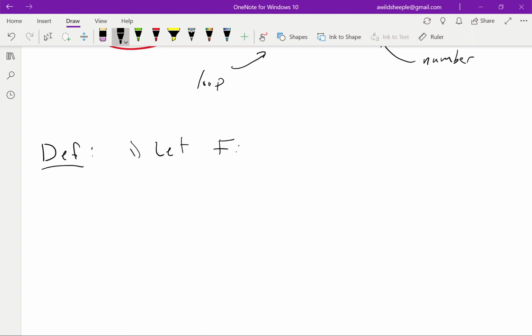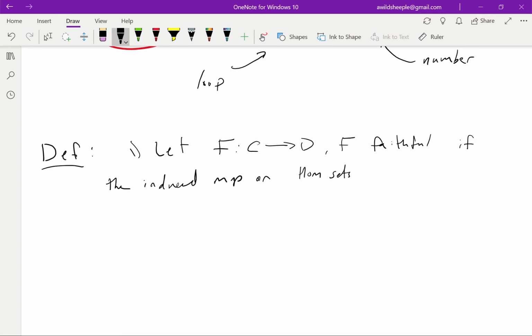Spoilers for those of you who already know what I'm going to say. So we have a functor F from C to D, and we'll call F faithful if the induced map on Hom sets between x and y is injective. I'm going to feel the need to stop writing out what I mean by that every single time.